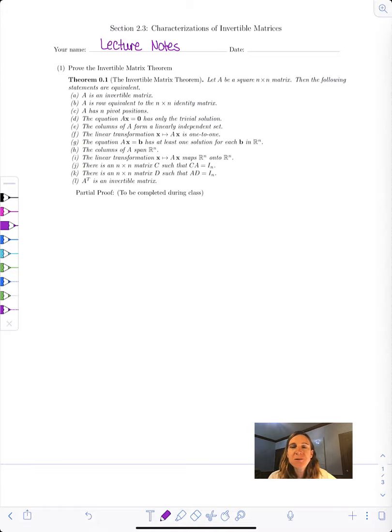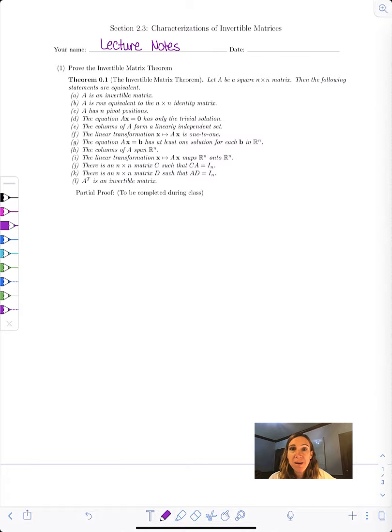Hello and welcome to section 2.3 of our linear algebra notes. Today we're going to talk about characterizations of invertible matrices, and basically we have one giant theorem. A lot of the proof of this is going to happen during class, but I just wanted to give you guys a sense of how this proof is going to go.